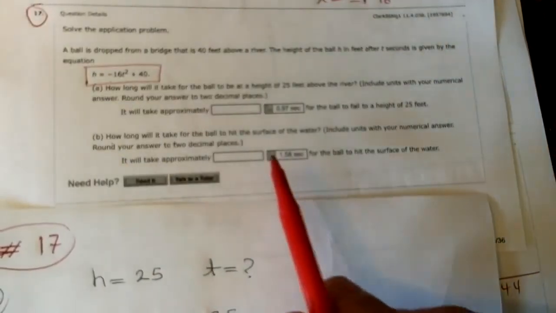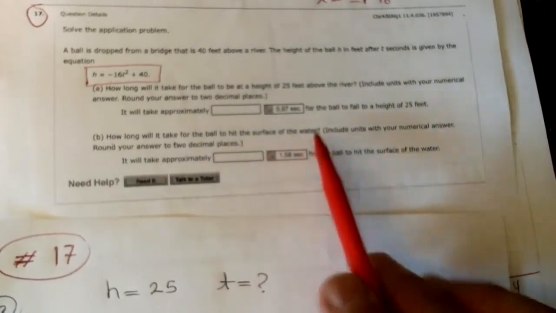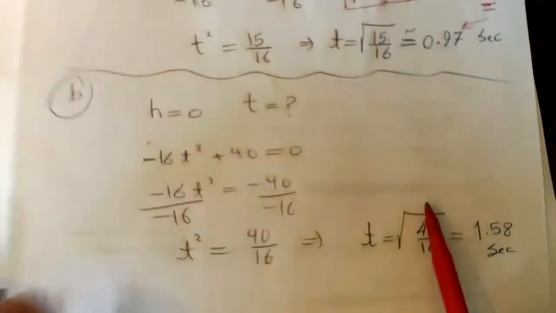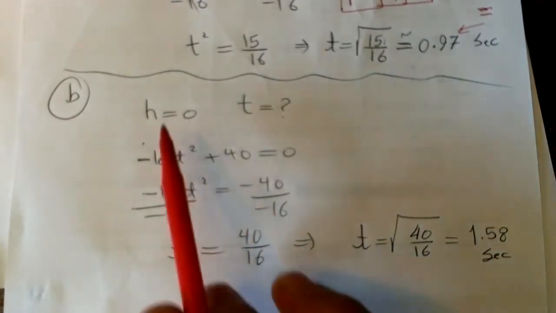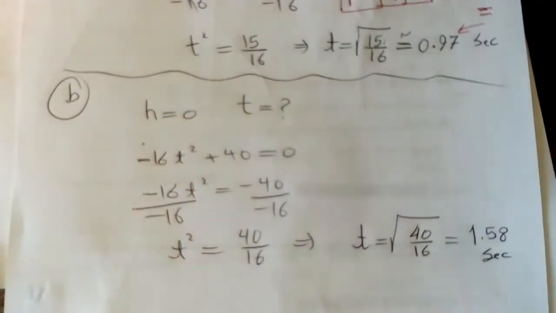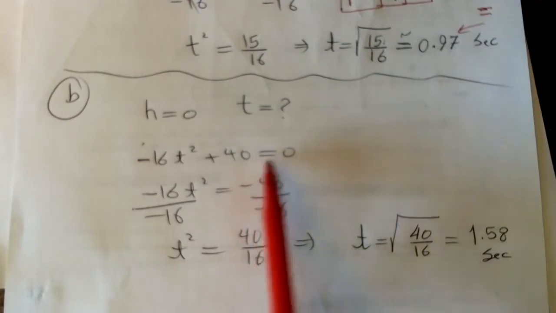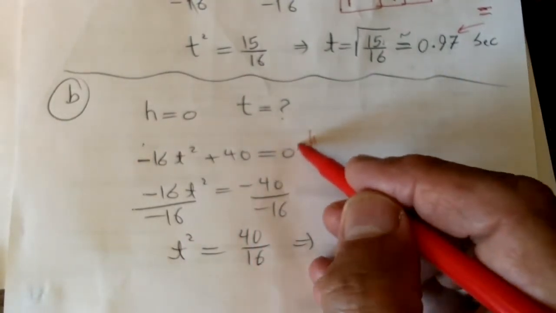Second part, they are saying that when they hit the water, means h is 0. This is what happened when h is 0. When h is 0, find the t. Means you had h here before, right? Now it's 0.